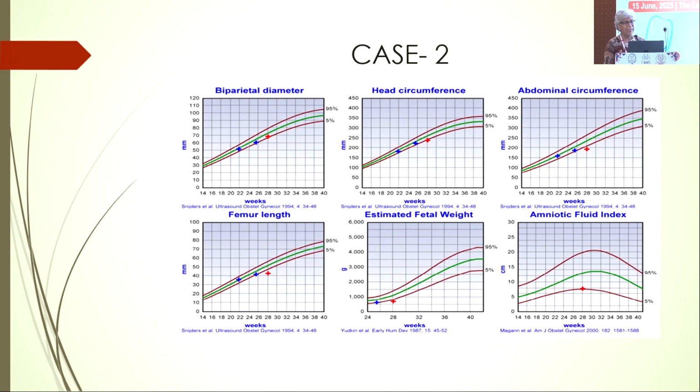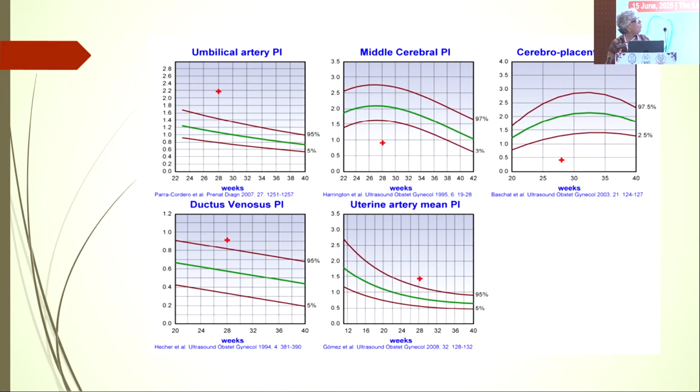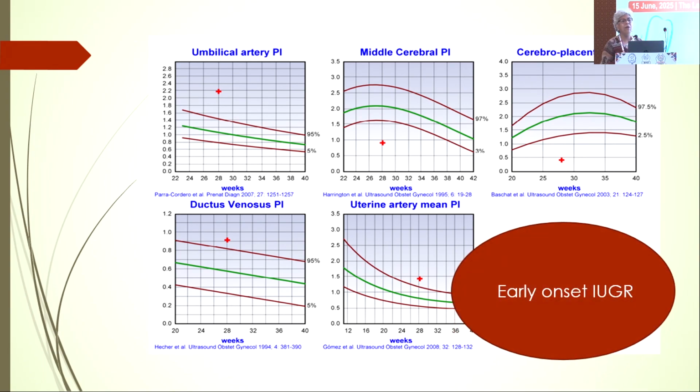The next is again very easy for you. In the initial scan, everything is looking fine, but later at 28 to 30 weeks, I am seeing that head circumference, abdominal circumference and femur length are all going down, and estimated fetal weight is also on the lower side. What about amniotic fluid? On the lower side. So I am expecting the Doppler will be abnormal. Look, abnormal Doppler is there. Because I am seeing it at 28 weeks and my Dopplers are also abnormal, the diagnosis will be early onset IUGR.